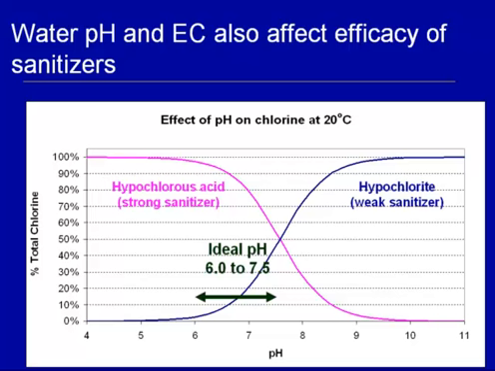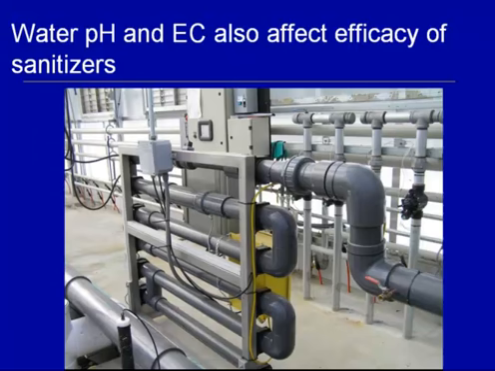pH affects a lot of solubilities and chemical forms of the pesticides that we work with. In case of EC, one example of where that's important in terms of sanitation is in copper ionization. When the EC is low, there's not much electrical charge, by definition, that passes through water, so it is harder to ionize copper and get the parts per million that you desire.